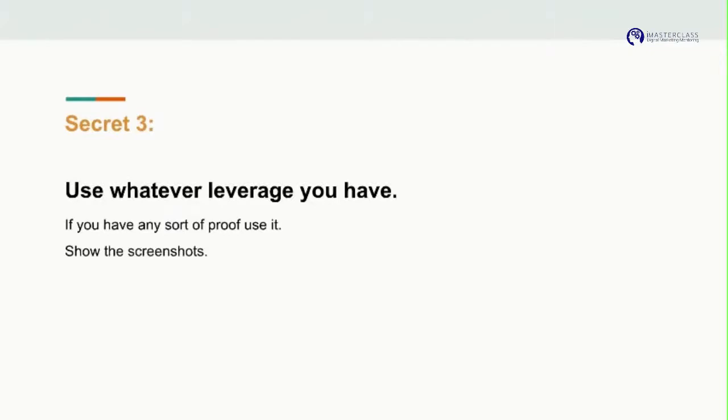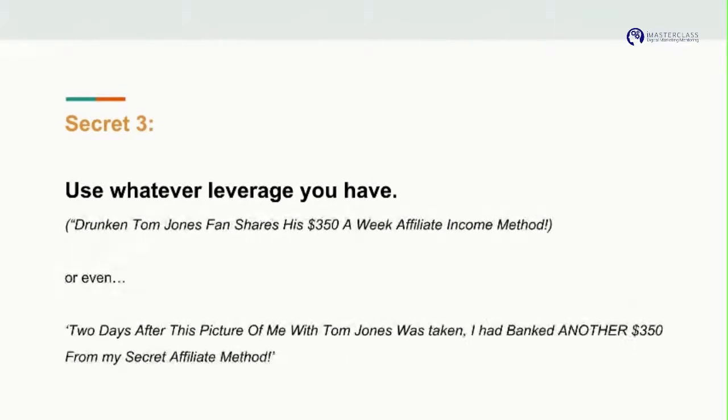Now, if someone, like, I know, you bumped into Tom Jones in a Las Vegas casino at 6 a.m. and drunkenly got a selfie with him, then use it. Show the picture. So here's some headlines. Drunken Tom Jones fan shares his $350 a week affiliate income method. Or even, 2 days after this picture of me with Tom Jones was taken, I had banked another $350 from my secret affiliate method. See what I mean?